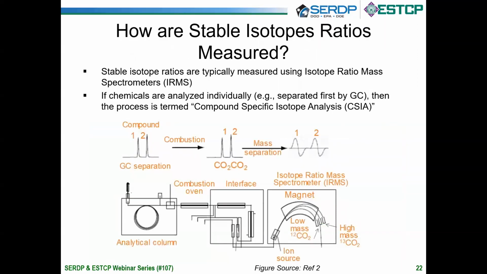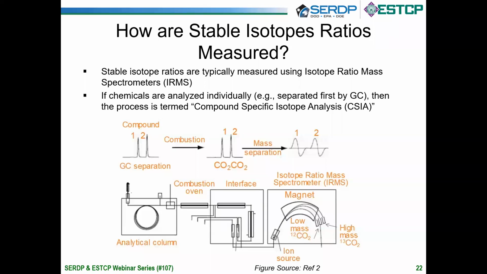Okay, so how are these ratios measured? Well, there are specialized instruments that do this. They're called isotope ratio mass spectrometers, or IRMSs. Now, these are designed specifically to look at ratios. They're not very good at looking at chemical concentrations. Now, when chemicals are analyzed individually, then we call this CSIA, or compound-specific isotope analysis.